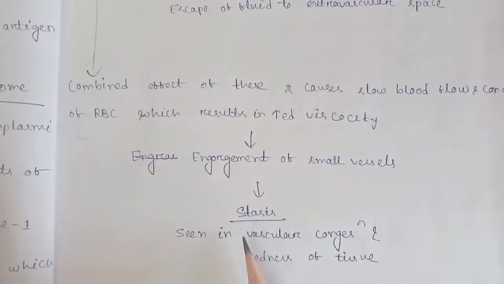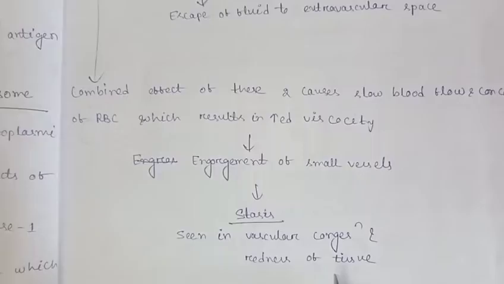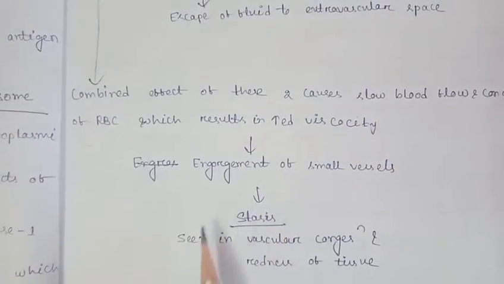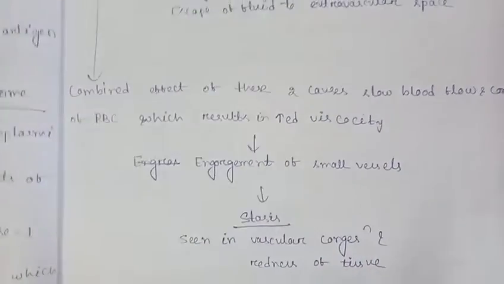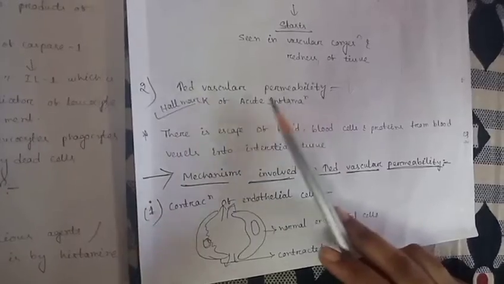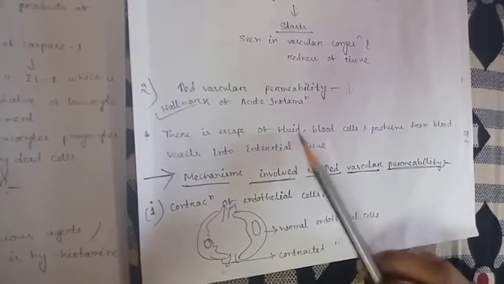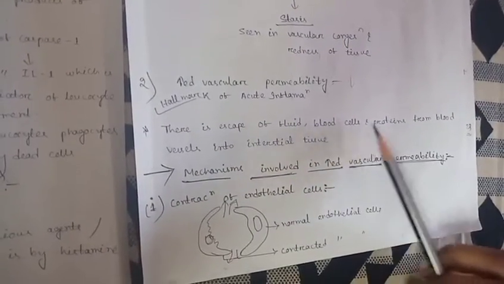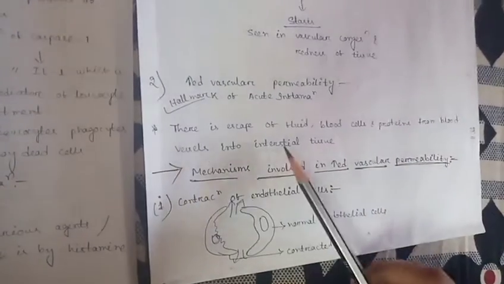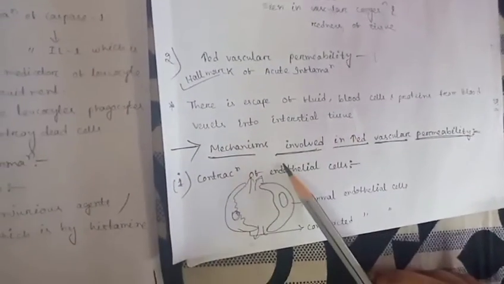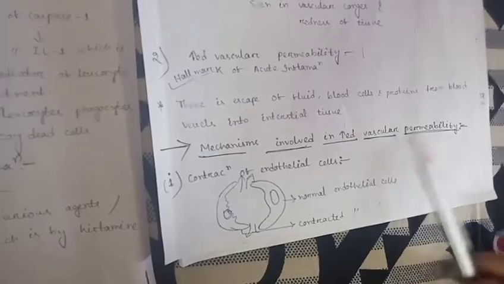Stasis means vascular congestion and redness of the tissue. Stasis means blood flow becomes static, or slow. Due to the increase in vascular permeability, the fluid present in the blood passes into the interstitial tissue. So what mechanisms occur in increased vascular permeability?